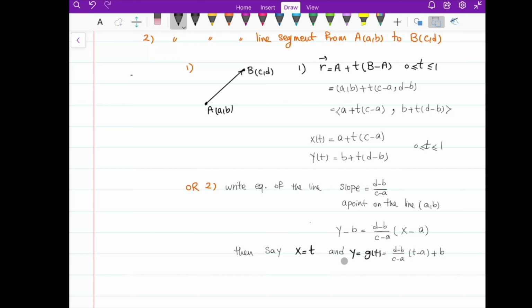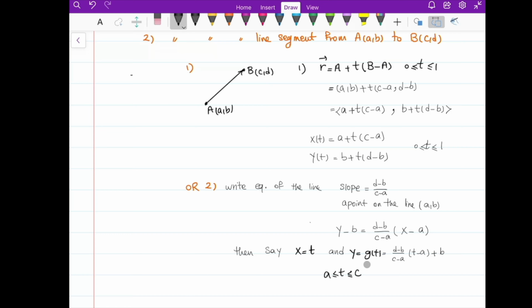Okay, very good. Now t is going to be from A to C. You see, that's because the x coordinate is just basically from A to C. That's why the parameter is between A and C. This is the second way.